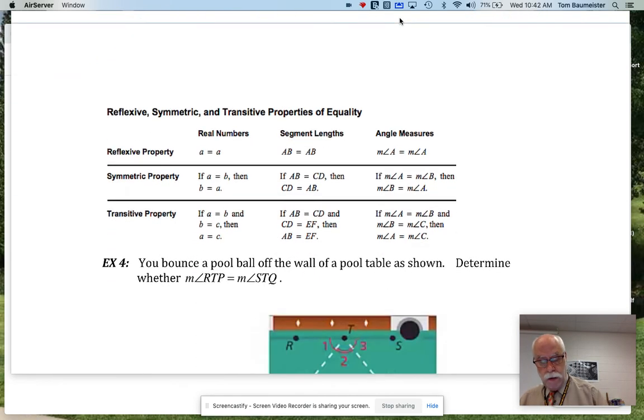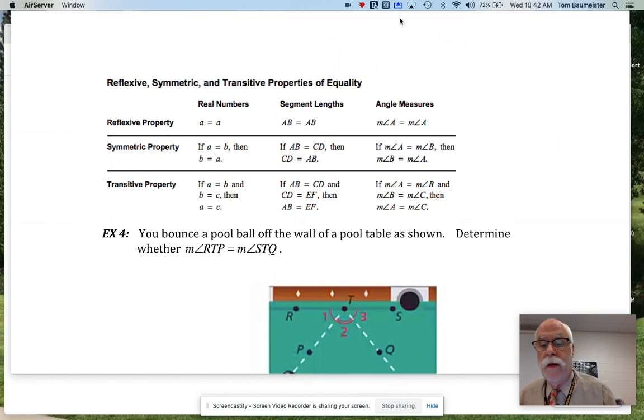All right. So some other properties. And again, some of these may sound silly to you. But they're actually going to be helpful when we start doing 2-column proofs. All right. So the first one is the reflexive property. So if we're talking about real numbers, A equals A. So let's say A is equal to 5. We know that 5 is equal to 5. That'll never change. We can also do that for the angle measures and for the segment lengths.